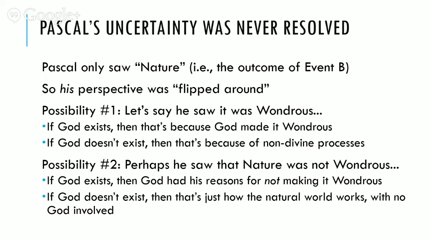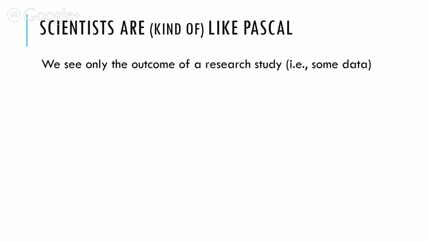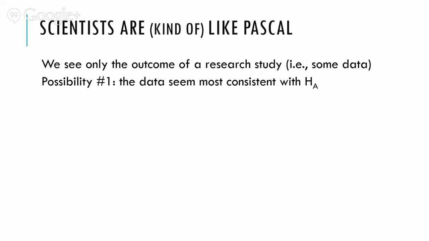And this is hypothesis testing. We will never have enough evidence to totally convince us one way or another of which hypothesis is true, and we will never know which hypothesis is true. So we only see the outcome of a research study. We see some data presented before us. Possibility number one, we're going to see that the data might seem most consistent with the alternative hypothesis. So if the alternative hypothesis is true, then great. That's exactly what we would expect.